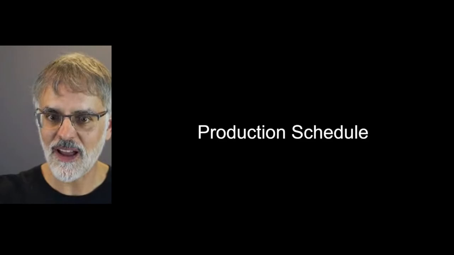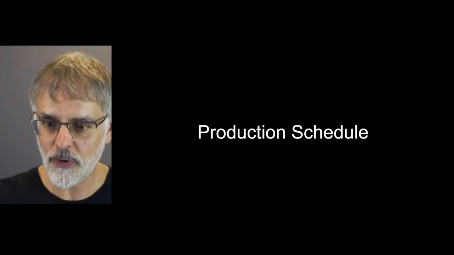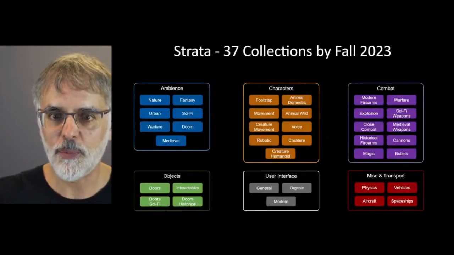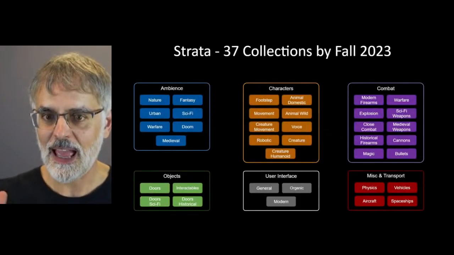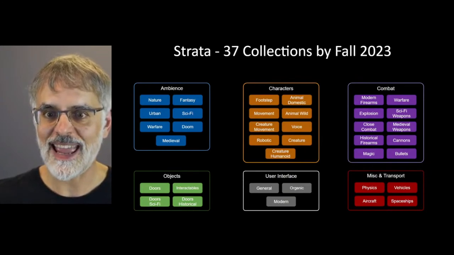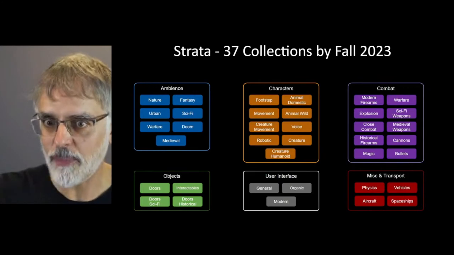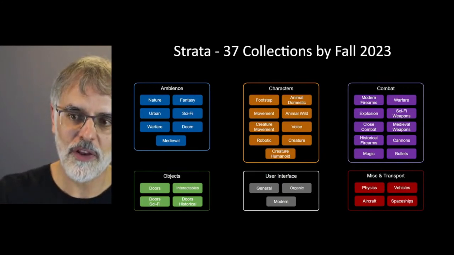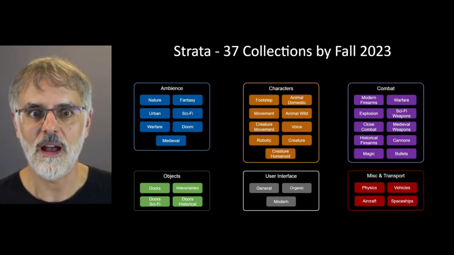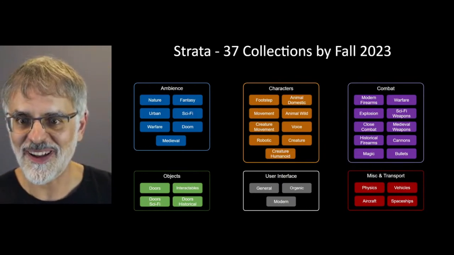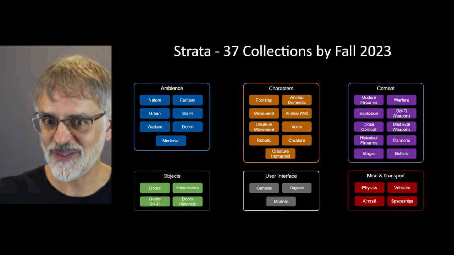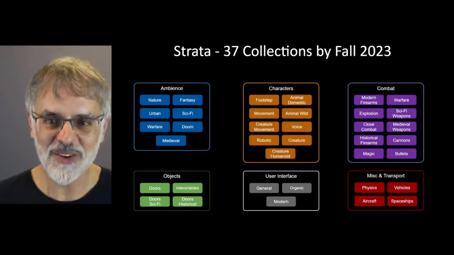So first, let's look at the production schedule. We agreed with Boom to create 37 collections, separated into ambience, character sound, combat, UI sounds, these kinds of things. And that's the plan, basically, up to fall 23. Then we already agreed with Boom on another round of 20-something collections to be added to the Strata library. And we also want to onboard other partners in parallel to that. So the number of collections will grow quite rapidly.